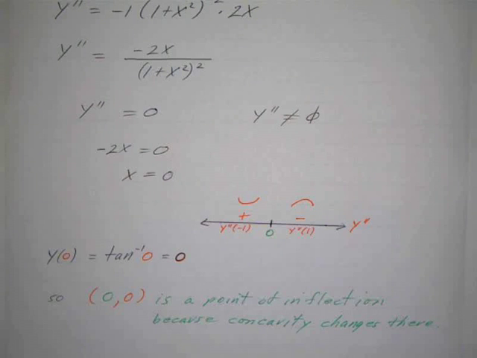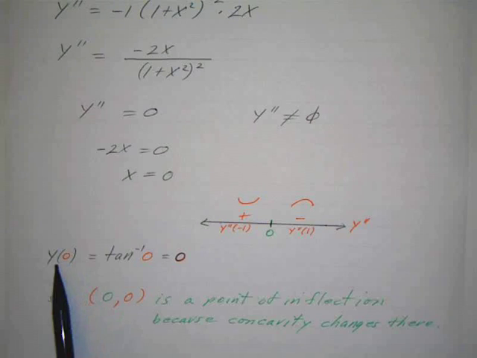So we have to find out what the y value is, so we have the actual inflection point, not just the x value. Well, if I put this in the original function, that was y equals the arctangent of x, so if I put 0 in, what's the arctangent of 0? Well, arctangent of x is the angle whose tangent is x, and the angle whose tangent is 0 is 0. The tangent of 0 is 0. So that's my point 0, 0. So the point 0, 0 is a point of inflection because concavity changes there.